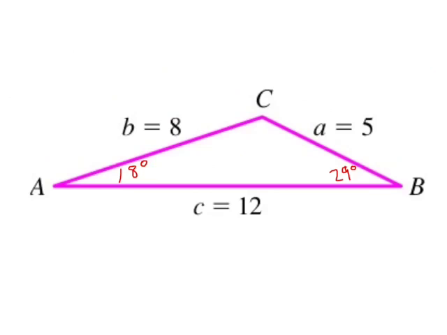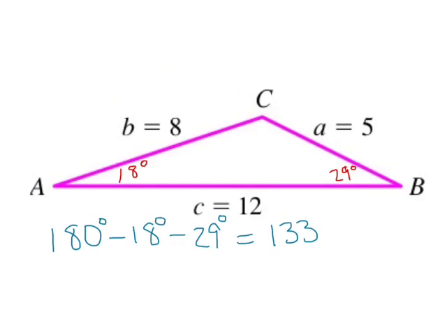So here we have 18 and 29 already. So all we need to do is say 180 minus 18 minus 29. And these are, of course, all degrees. And what's left over is really quite simple, 133 degrees. So I'm going to write in 133 degrees right there.